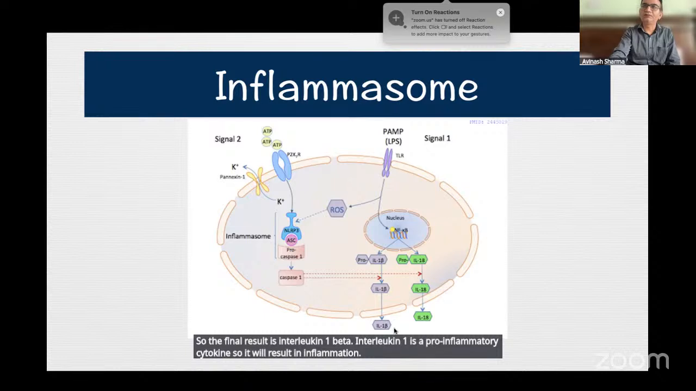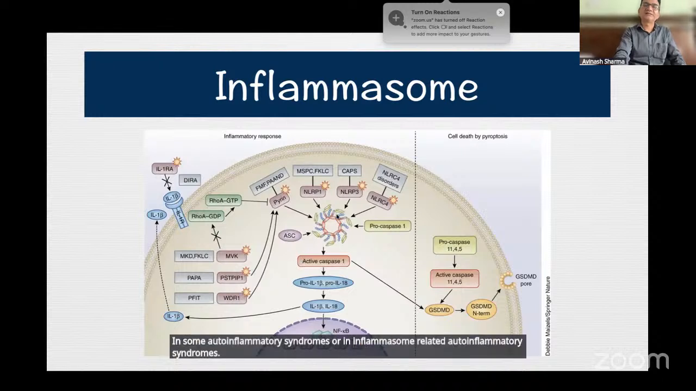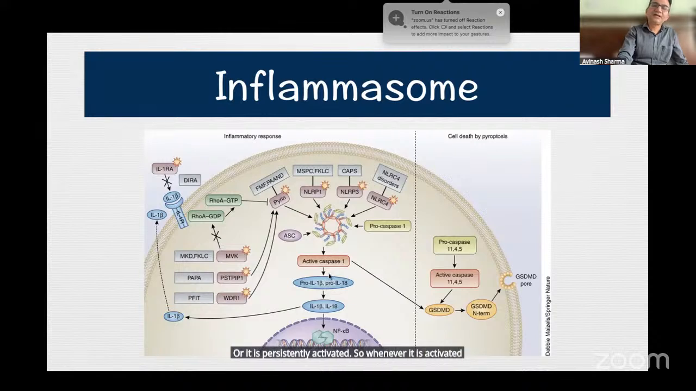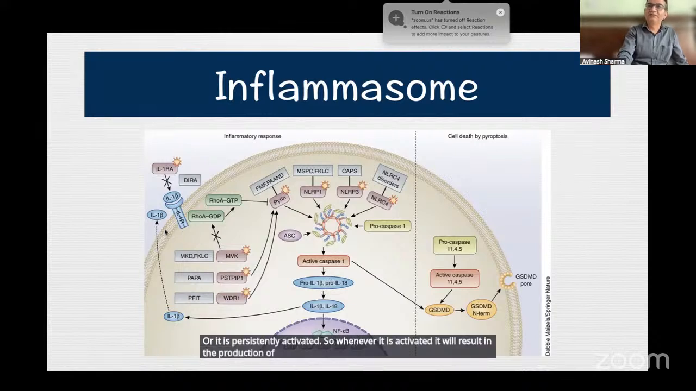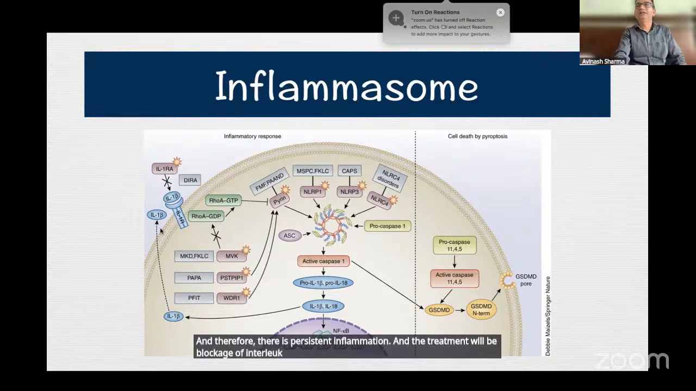In some inflammasome-related autoinflammatory syndromes, there is either a low threshold for the inflammasome to be activated, so it gets activated with very minor triggers, or it is persistently activated. Whenever it is activated, it results in the production of interleukin 1, which results in inflammation. In conditions like NOMID, it is persistently activated because of a mutation in the NLRP3 gene, and therefore there is persistent inflammation. The treatment will be blockade of interleukin 1 with anakinra.